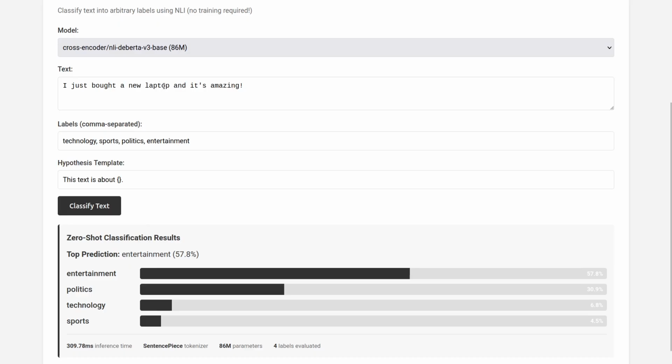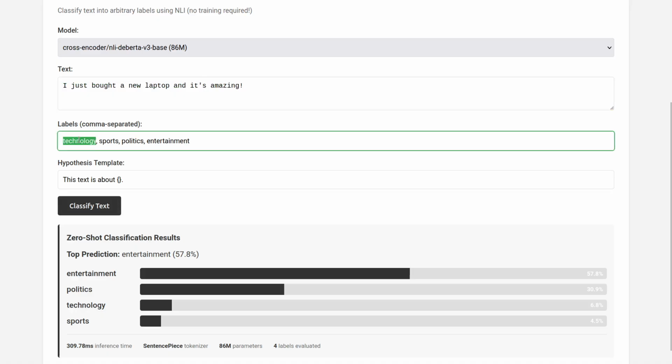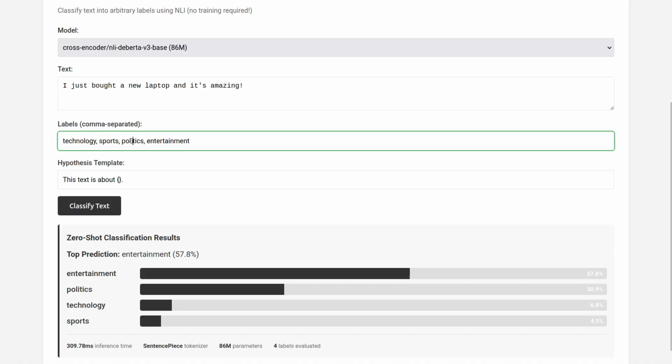So what this example does when you execute it is it takes this text. I just bought a new laptop and it's amazing. That's our text A, and it cross encodes it 4 times with each one of these. It says this text is about technology. This text is about sports. This text is about politics. This text is about entertainment.